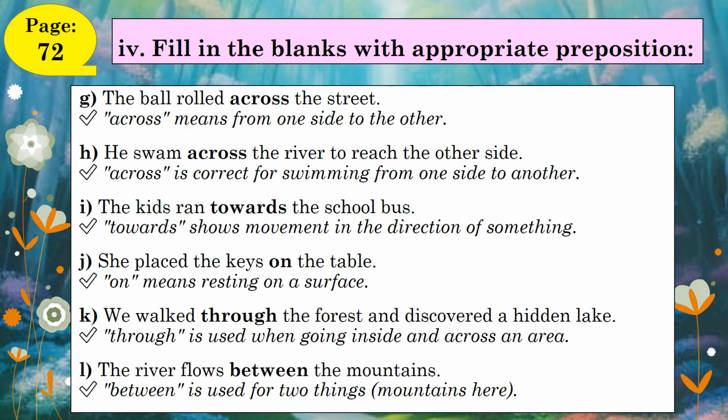10. She placed the keys on the table. The word on tells us the keys are resting directly on the surface. 11. We walked through the forest and discovered a hidden lake. Through is used for moving inside and across a space. Here, the forest. 12. The river flows between the mountains. Between is perfect here. It refers to something located in the space that separates two things, like the two mountains. Learning these common prepositions helps you describe action, location, and direction clearly.